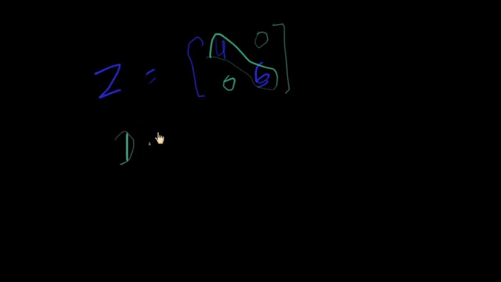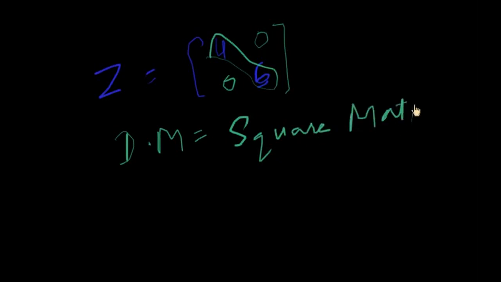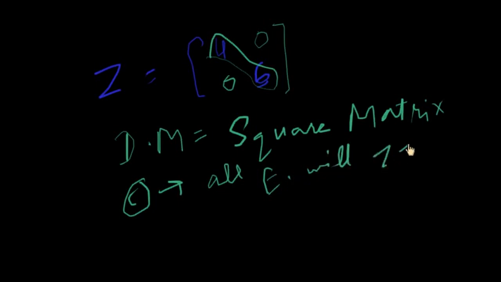A diagonal matrix will be a scalar matrix, but the condition is all elements will be zero except diagonals.